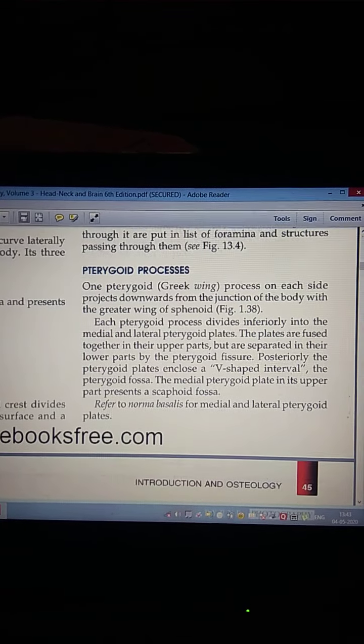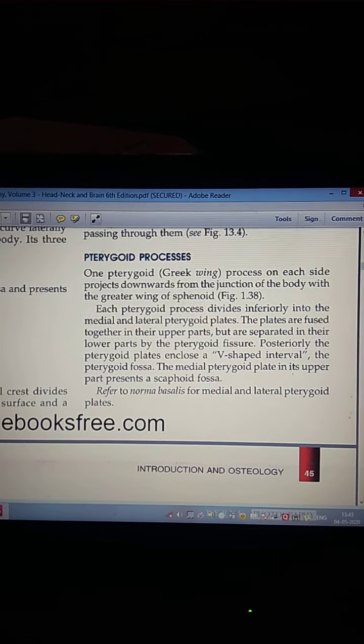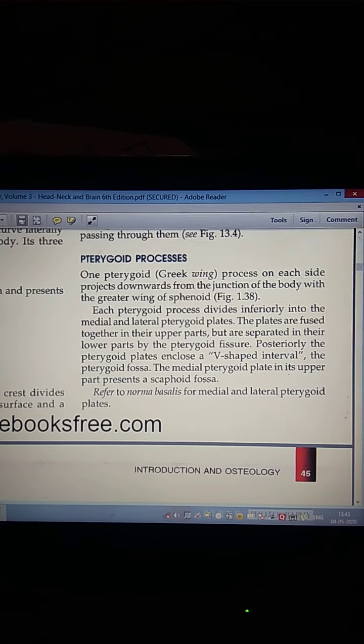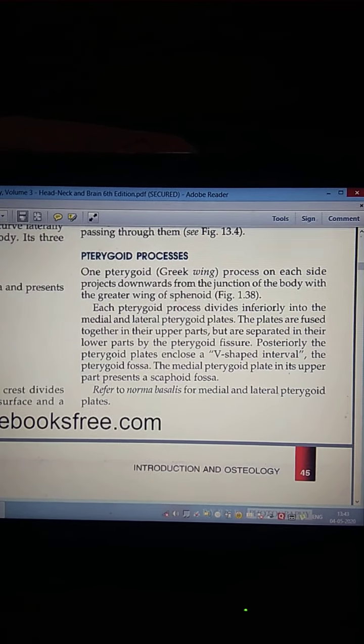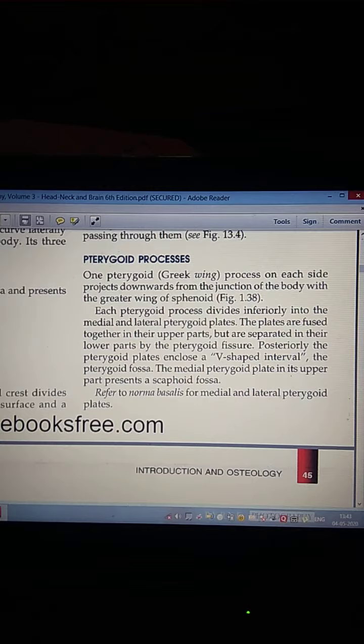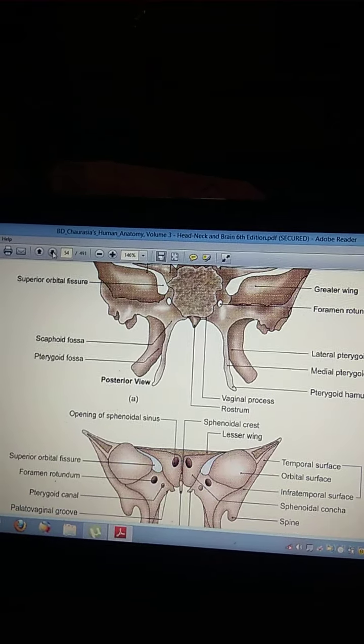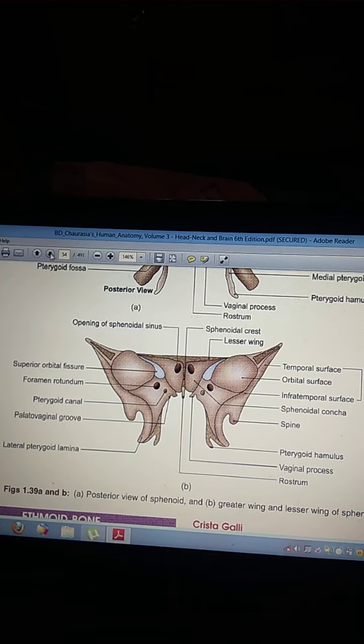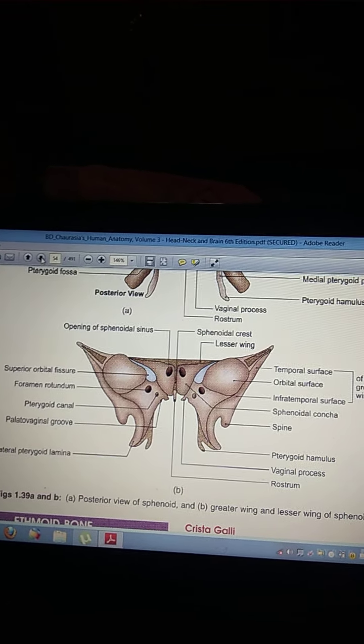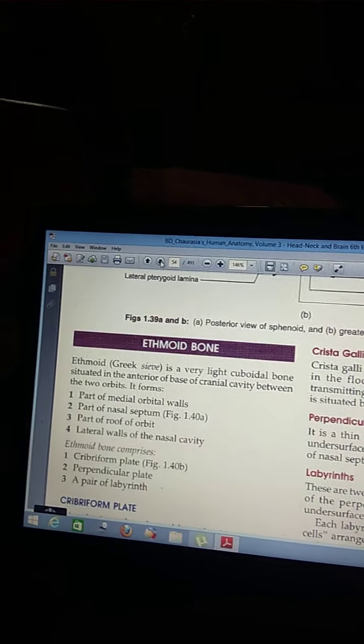The pterygoid process: one pterygoid process on each side projects downwards from the junction of the body with the greater wing of the sphenoid. Now this is the figure of the posterior view, and another of a greater wing and lesser wing of a sphenoid. Now the ethmoid bone.